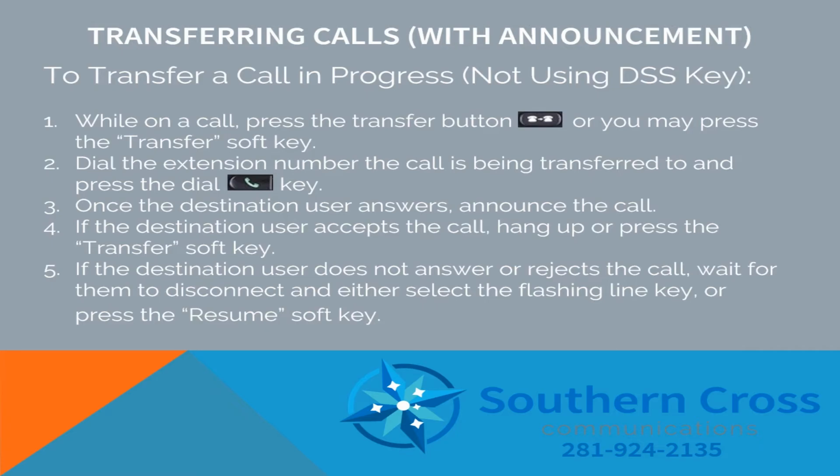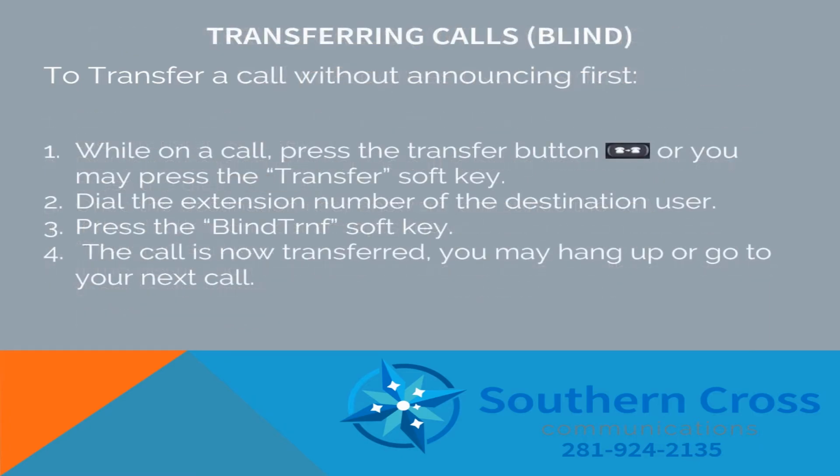If the destination doesn't want to take the call, wait until they disconnect, and then you can press the flashing call appearance key or press the resume soft key. Otherwise, just hang up and the call will be connected. If the call doesn't need to be screened, just press the transfer key, followed by the extension number or BLF key of the destination user. Then complete the call using the blind transfer soft key.